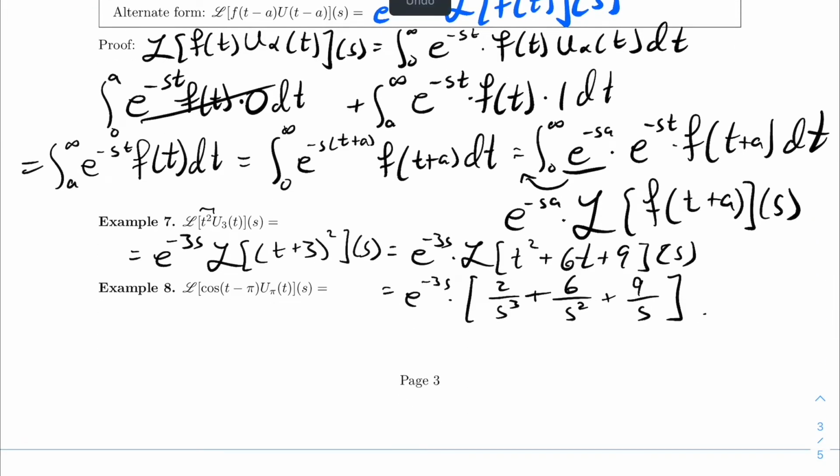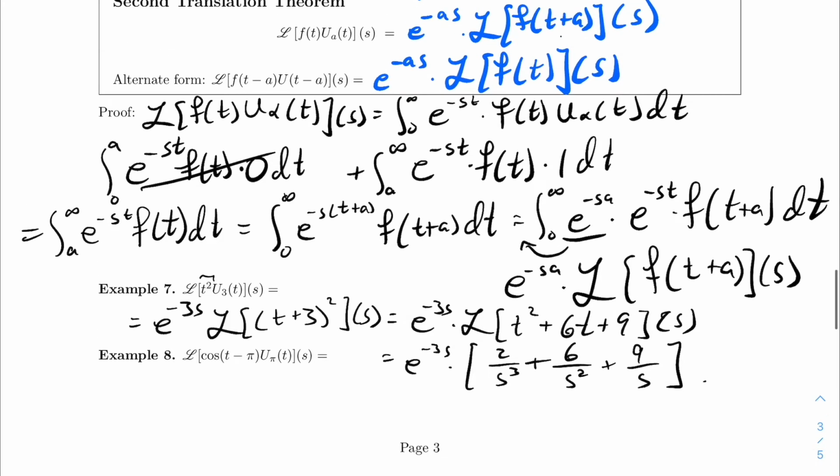Cool. And then for cosine of t minus pi times u sub pi of t, what should we get? All right. So I would recommend at this point just pausing the video and trying to do this one on your own, and just taking a breath and taking in all of the stuff that we've discussed so far. So try this one, pause, and then unpause, and then we'll do it together.